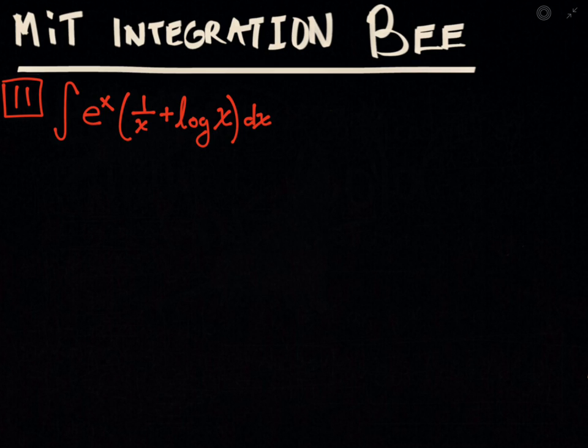I'm back and we here have MIT Integration Bee problem number 11 from the 2018 exam. We just finished halfway through the exam. In the typical exam, this would actually be minute 11 of doing all these problems. You're seeing how many you can get done in 20 minutes.